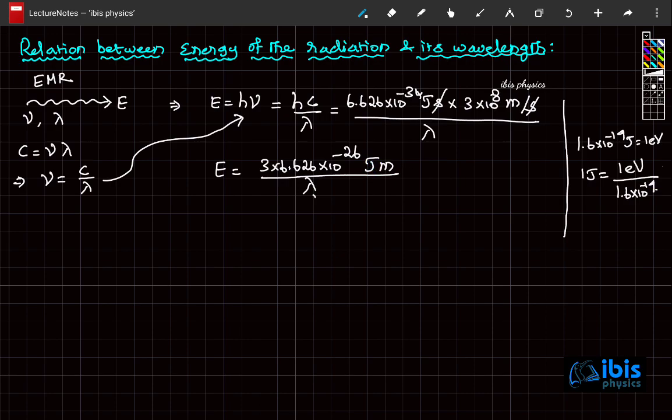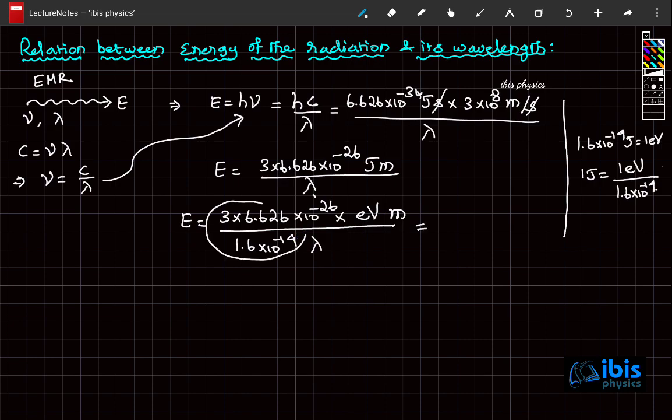In place of joule, I'm going to substitute this here. So E equal to 3 into 6.626 into 10 power minus 26 into, in place of joule, electron volt by 1.6 into 10 power minus 19. Lambda is as it is and meter is there. When you calculate the value of this, you get 1242 into 10 power minus 9 electron volt meter by lambda.